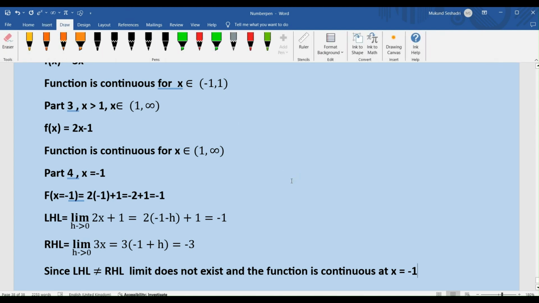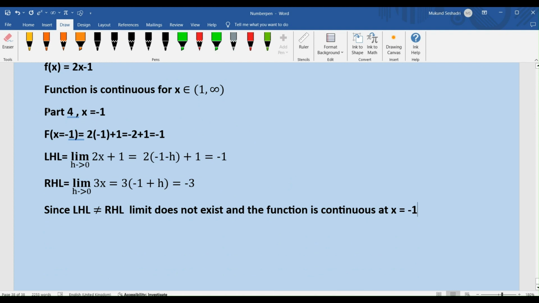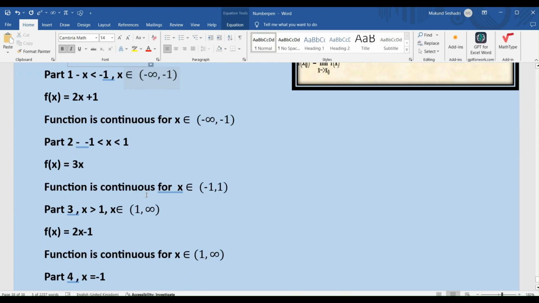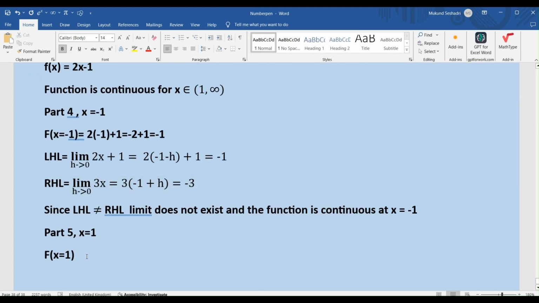And now let's move to x equal to 1, which is our another point of importance. And let's calculate the same thing for f of x equal to 1, right? And what is our f of x equal to 1? We know that at x equal to 1, f of x takes x greater than or equal to 1, right? So let's pull out this. And I know that it is 2 into 1 minus 1, which is 1, right?